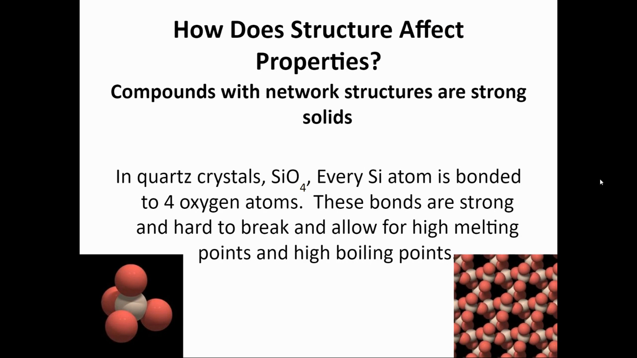So how does structure affect properties? We're talking about bond angles, and I mentioned that the angle at which these atoms bond is going to be important for their structures. So for instance, in quartz crystals, SiO4, every silicon atom is bonded to 4 oxygen atoms. These bonds are strong and hard to break and allow for high melting points and high boiling points. Compounds with network structures are strong solids.